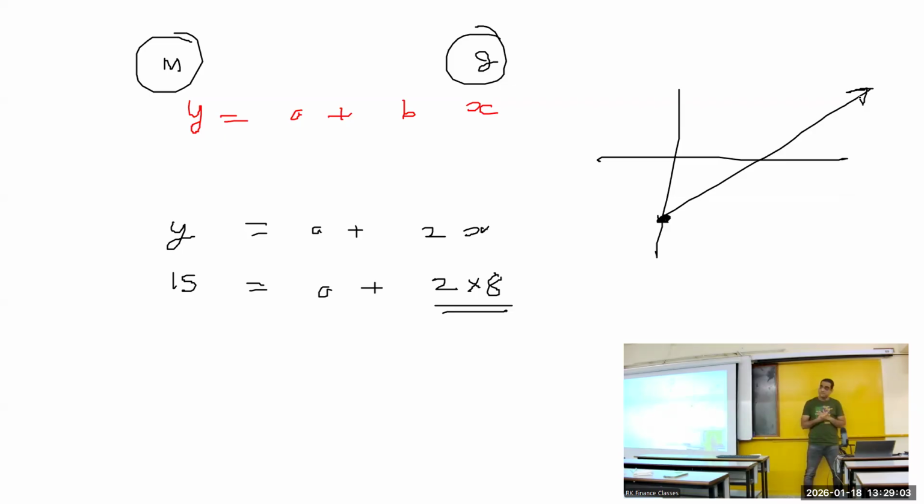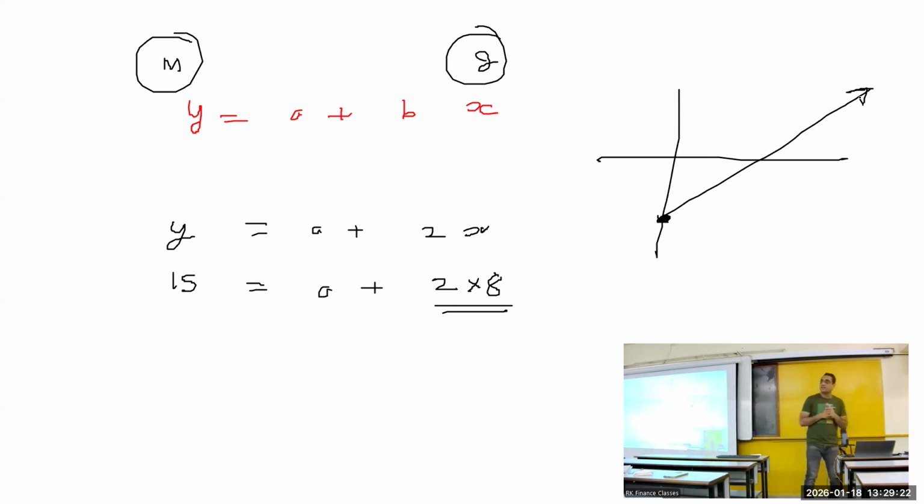In the formula, B stands for the slope and A stands for the intercept, or starting point. A is also the constant. Basically, A is not changing, so A is called a constant. This is the intercept.